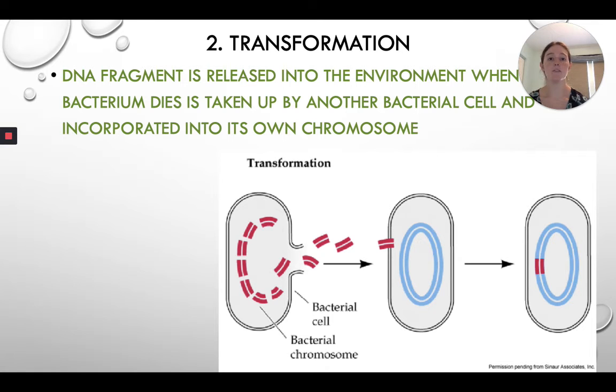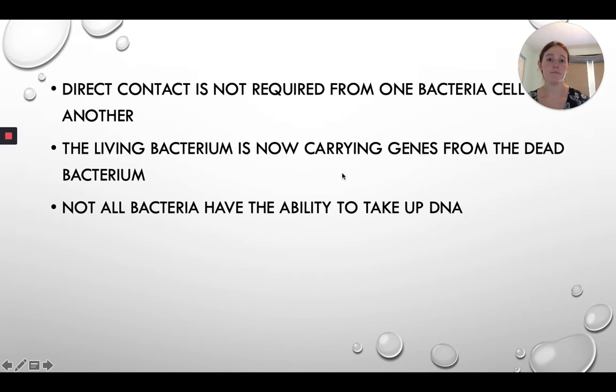The second type is transformation. So this is when a DNA fragment is released into the environment. So let's say the bacteria has died, and it just pushes all of its DNA out into the world. Another bacteria cell might come along, it runs into that DNA, it pulls it in, and it incorporates it into its own DNA. You do not need to have direct contact with transformation. The living bacteria is now going to carry genes from that dead bacteria.